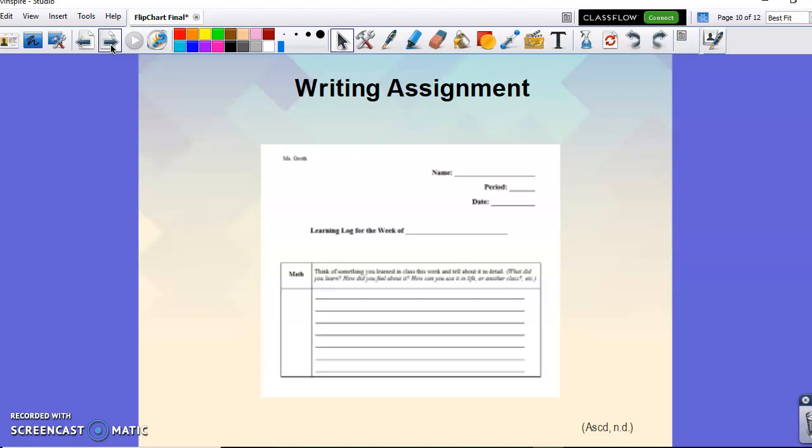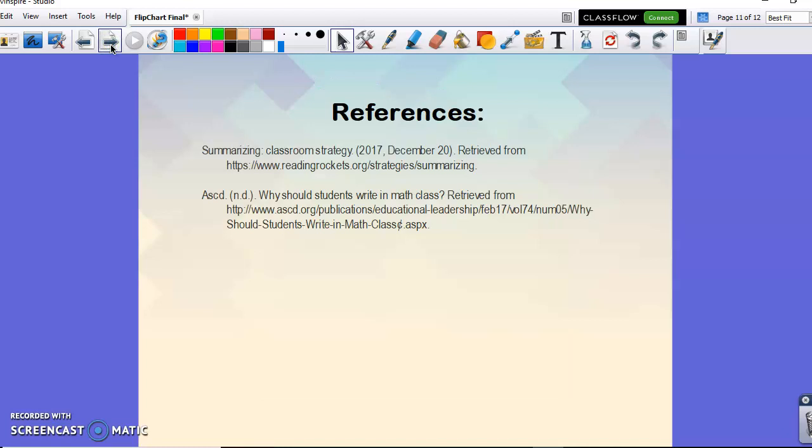And so this just states that writing assignments are so important in math because they allow all your students to make connections and learn from what's going on. And then here are my references that I used throughout the presentation, and now on to my vocabulary lesson and activity.